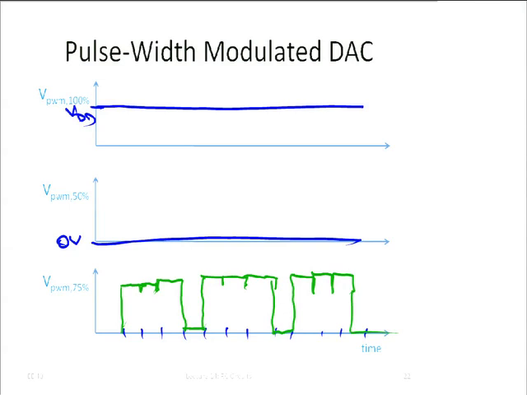Okay, so really what we're doing here is we generate a signal that has only 2 values, but the mean of this signal is 75% of VDD. Right? And then, of course, we can do the same thing. We can make 2/3, 1/4, whatever. Yes?